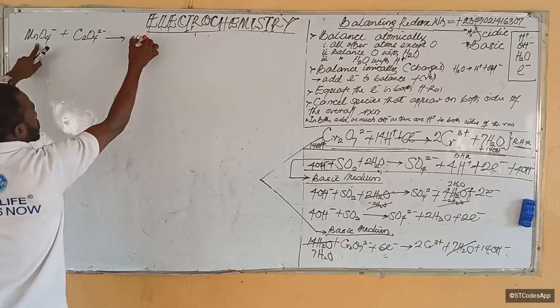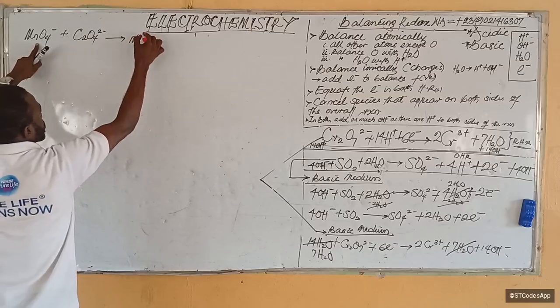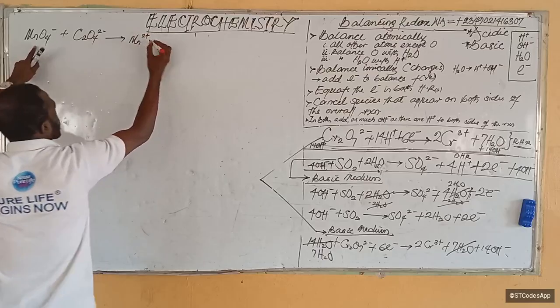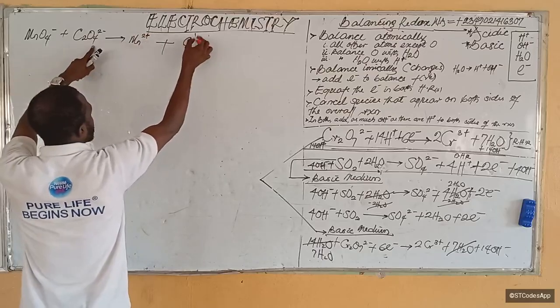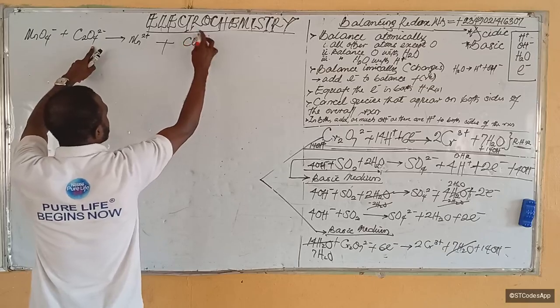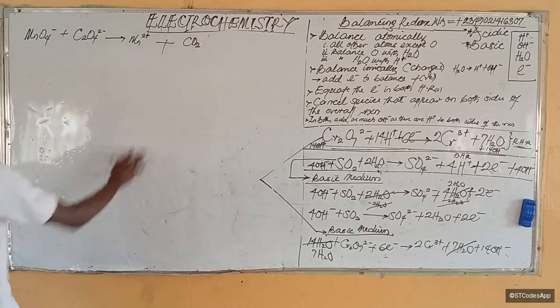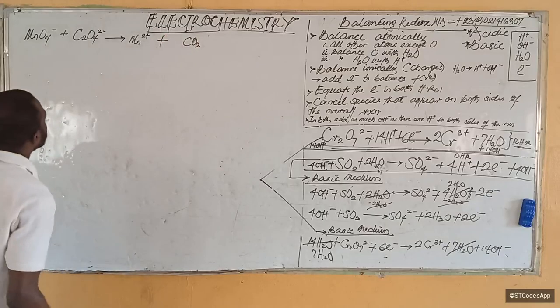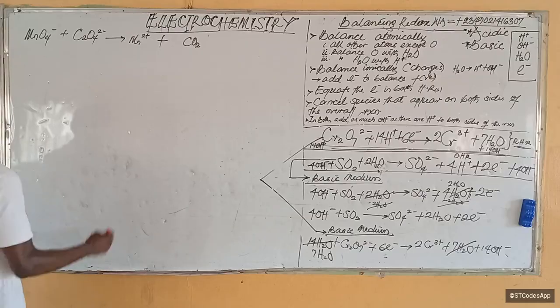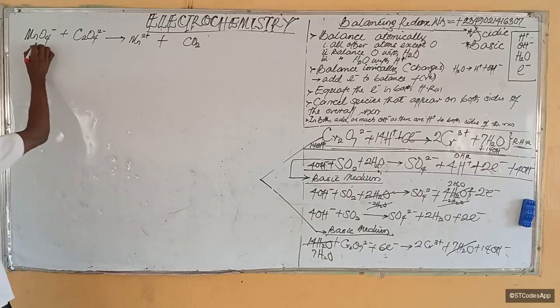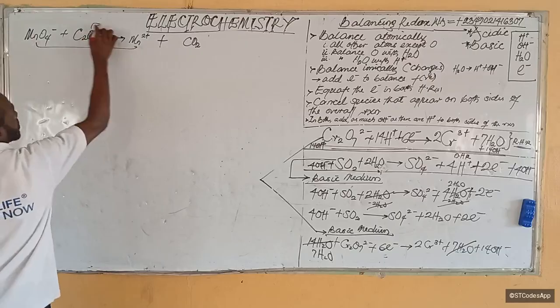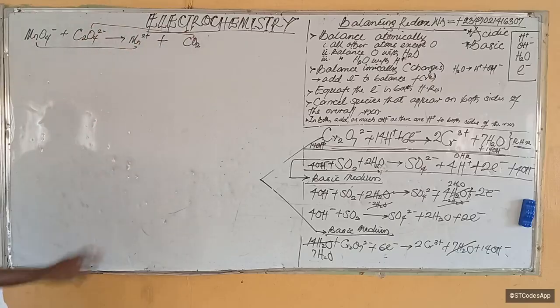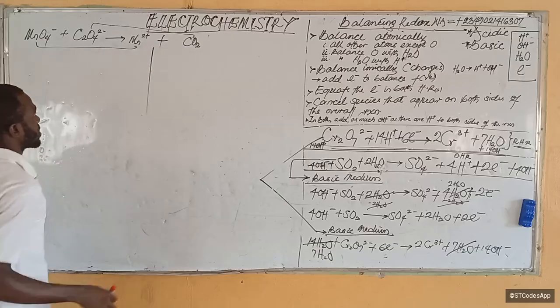This one becomes Mn2+, and this one becomes CO2. So let's say you are given this kind of reaction. How do you balance it? Now, how do you balance this redox? So we'll pick Mn became this, and this one became this. So those are our half reactions, right? So we have separated into half reactions.